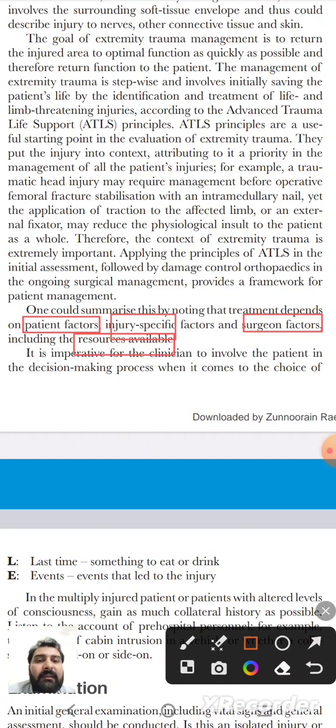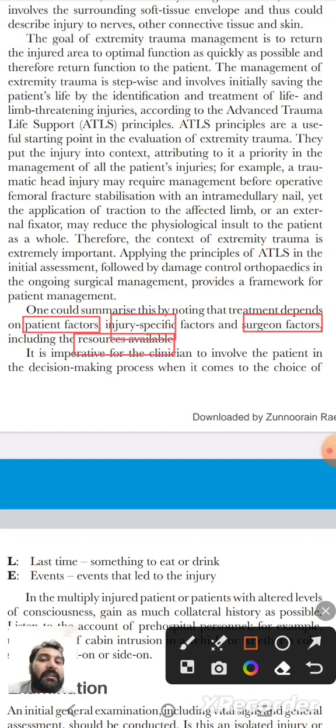Surgeon factors. The expertise of the surgeon is also important. For example, if we have a supracondylar fracture of the femur, there are different treatment modalities like retrograde intramedullary nail and distal femoral locking plate. The treatment option should be adopted in which the surgeon has the most expertise.